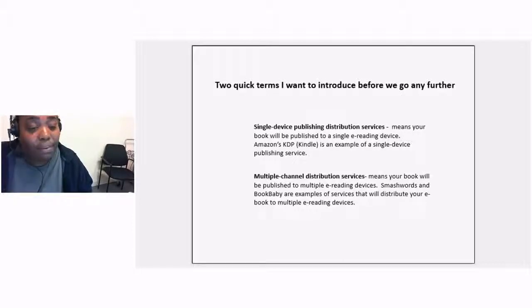A single device publishing simply means that if you upload your book, for example, to Kindle, Kindle would be the main seller of your book. They would not publish your book on other book publishers such as Nook or Sony.